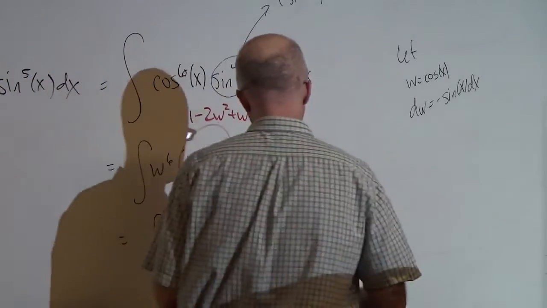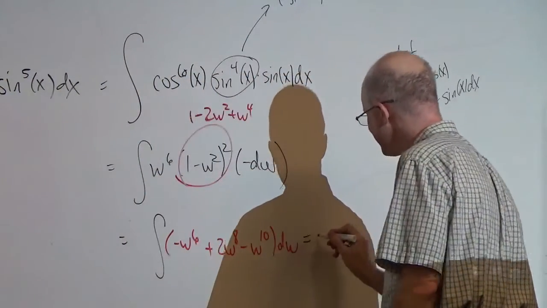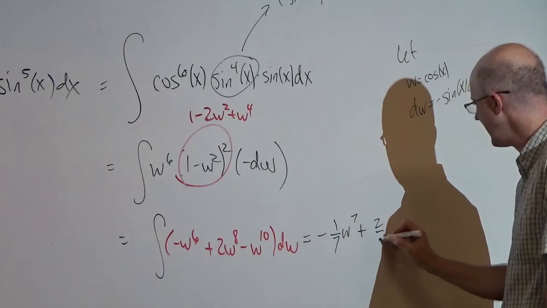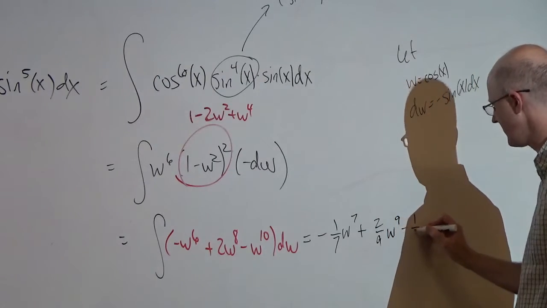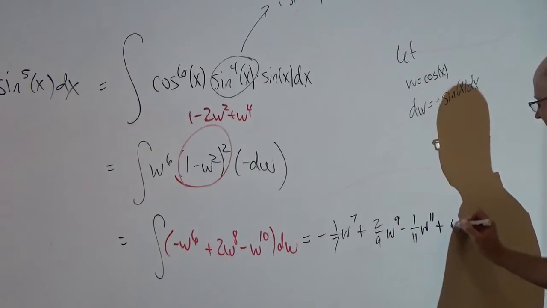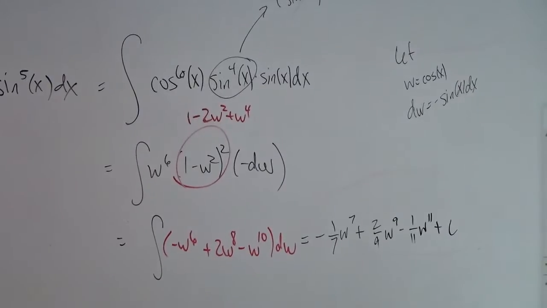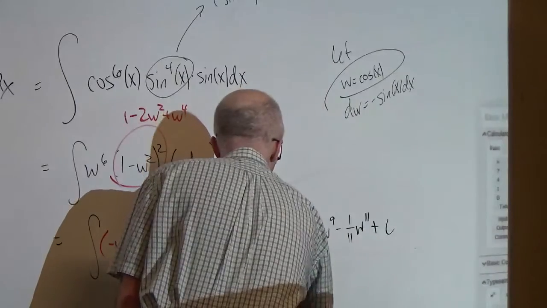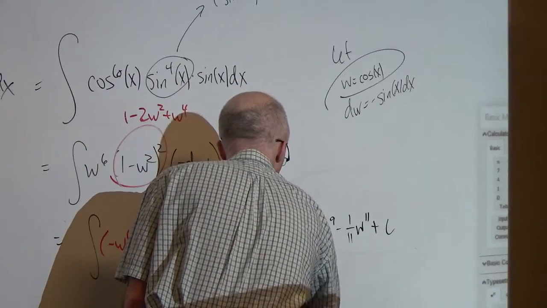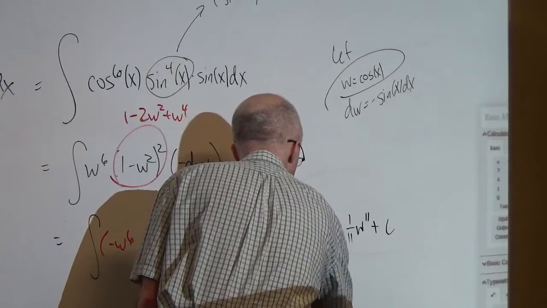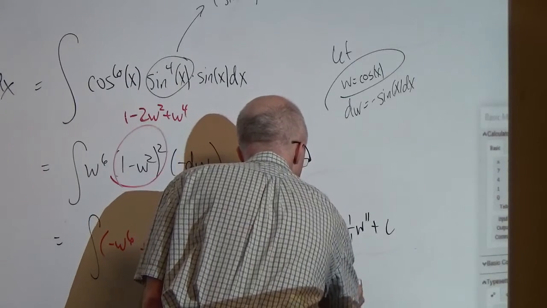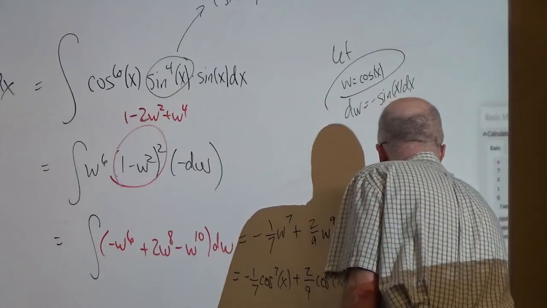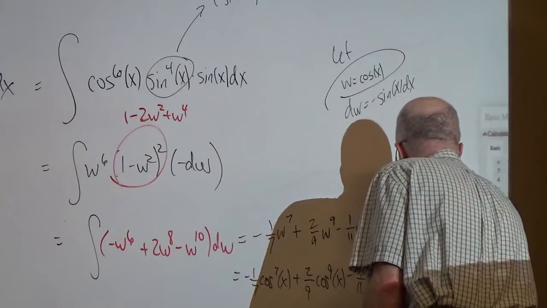Now this is not too hard to do. Negative 1/7 w to the 7th plus 2/9 w to the 9th minus 1/11 w to the 11th plus c. And then it's an indefinite integral. You need to replace w with cos x. So you get negative 1/7 cos to the 7th plus 2/9 cos to the 9th minus 1/11 cos x to the 11th power plus c.